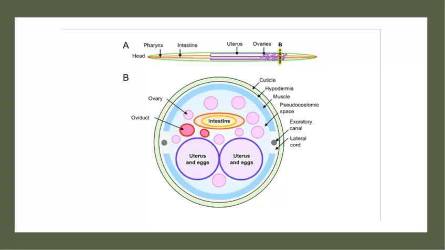So this is an example of a nematode or a roundworm. Here's your roundworm up here. This would be the head end, and you have the pharynx, intestines, uterus, ovaries, and this is where the cross section is taken. So this is the whole worm, and this is B, where the cross section is taken. So this is how we refer to it as a roundworm, because this cross section is round. And when you cut into it, you can see a cross section of all the organelles that are inside the worm.